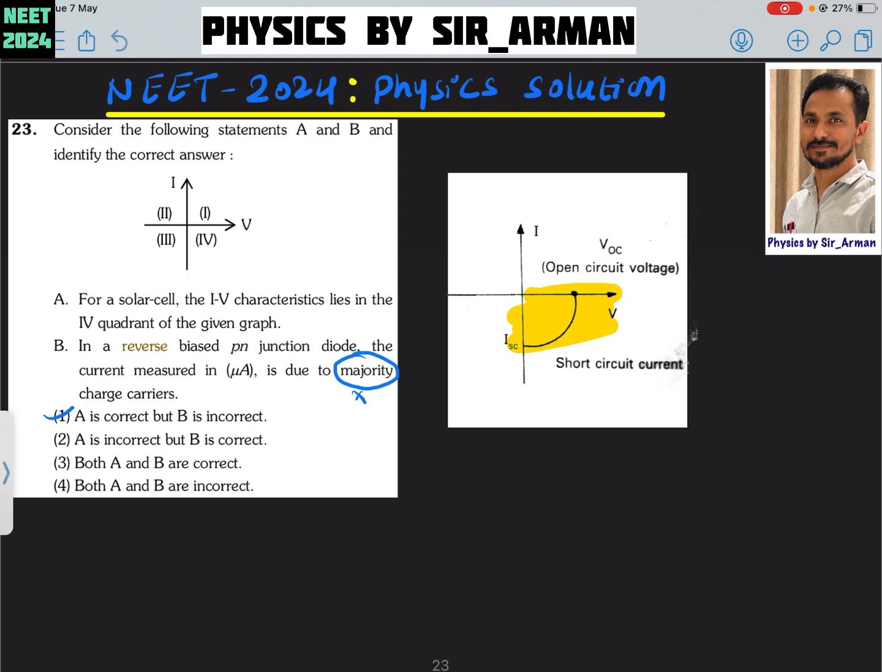So A is correct. Now in the second part, in a reverse bias PN junction diode, the current measured in microampere is due to majority. No, in the reverse bias junction, the current is due to minority charge carriers, not due to the majority charge carriers, and statement 2 is incorrect. So option number A is correct.